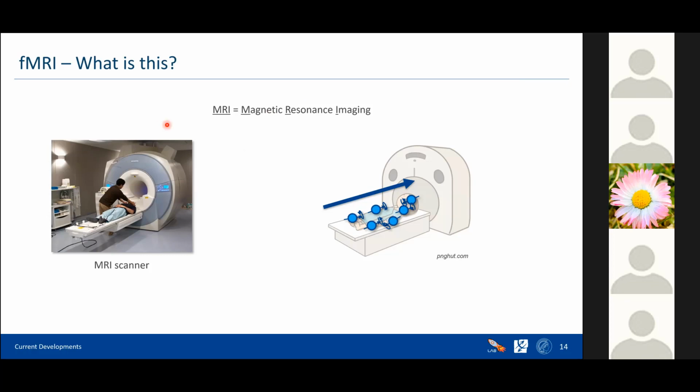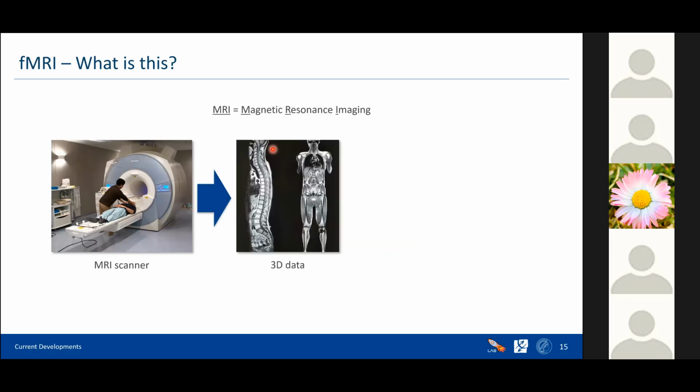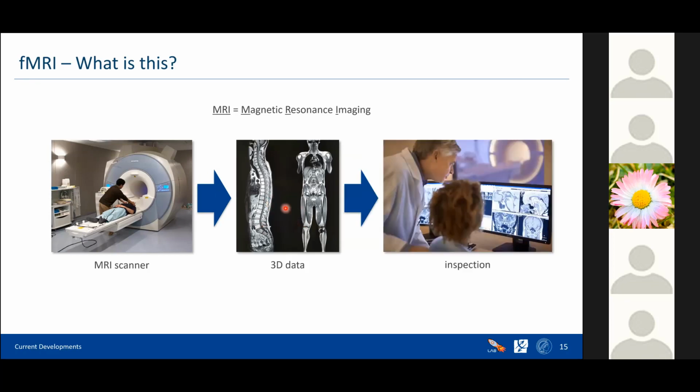But of course, we don't want to do it like this, we want to do fMRI. So what's the difference between MRI and fMRI? Now, maybe from the hospital, you know that you get three-dimensional data from this. So this is what you get in the end. Now imagine this picture being in 3 dimensions, and then a doctor comes and looks at it and says, well, everything is okay, you don't have to worry, so that's nice.